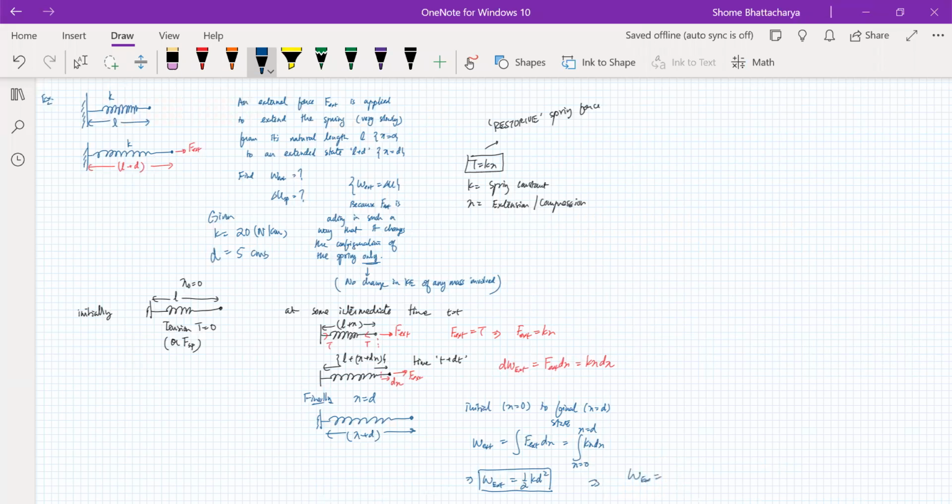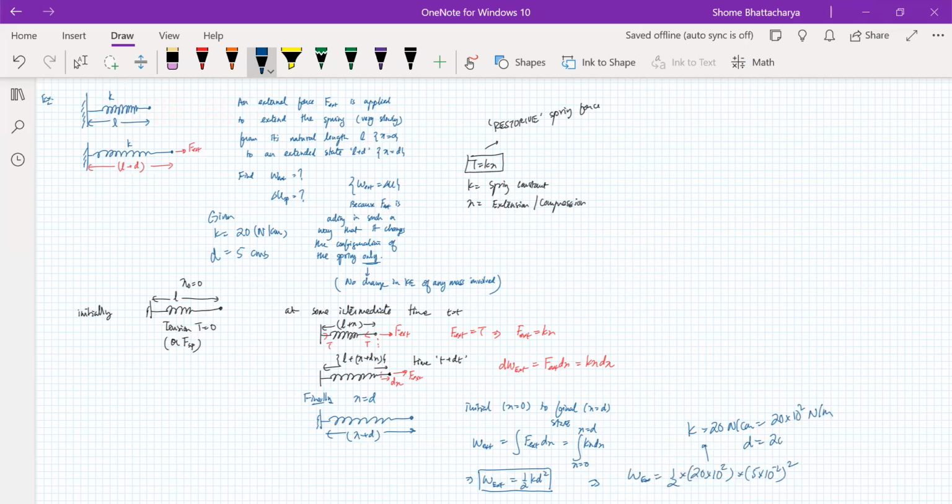Will be half of 20 into 10 raised power 2, because we will convert the spring constant from Newton per centimeter to its SI unit, Newton per meter, into x square. So x will be 5 into 10 raised power minus 2.